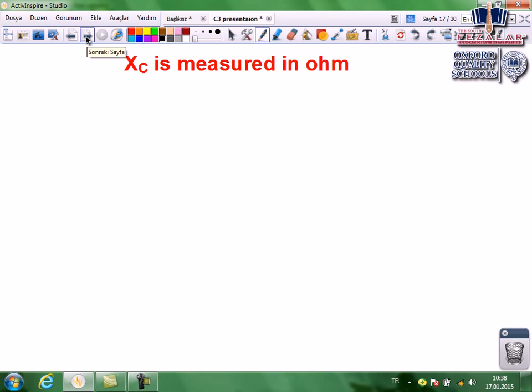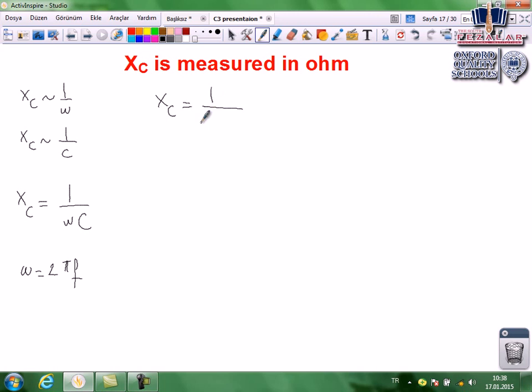We said capacitive reactance behaves like resistance. That means it is also measured in ohm like inductive reactance. We said Xc is inversely proportional to frequency and to the capacitance of the capacitor. We can formalize this relation, so capacitive reactance will be 1 over omega c. When angular frequency equals 2 pi f, capacitive reactance is calculated by 1 over 2 pi f c.